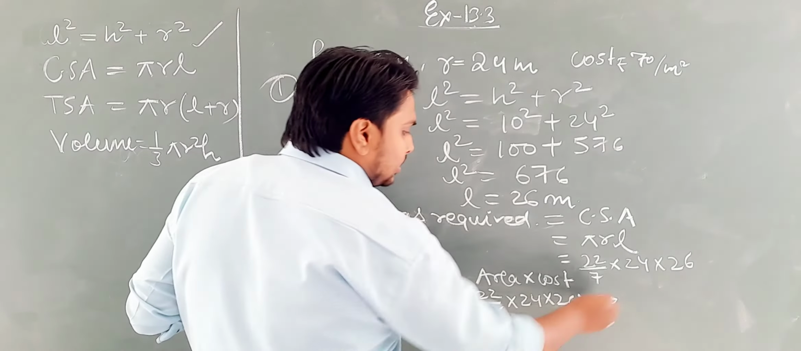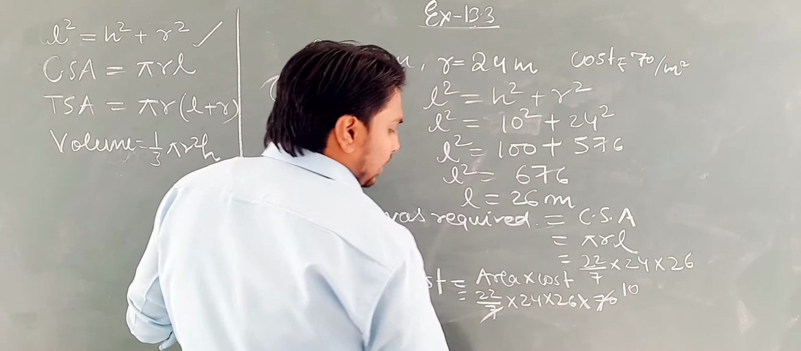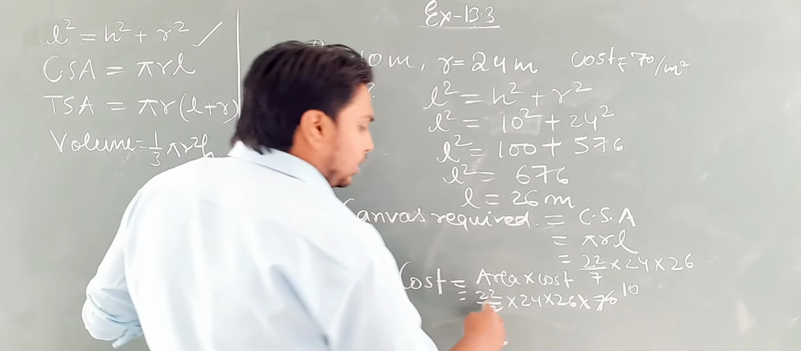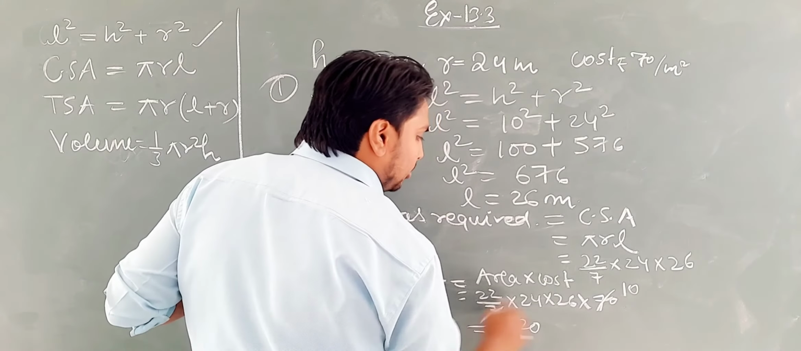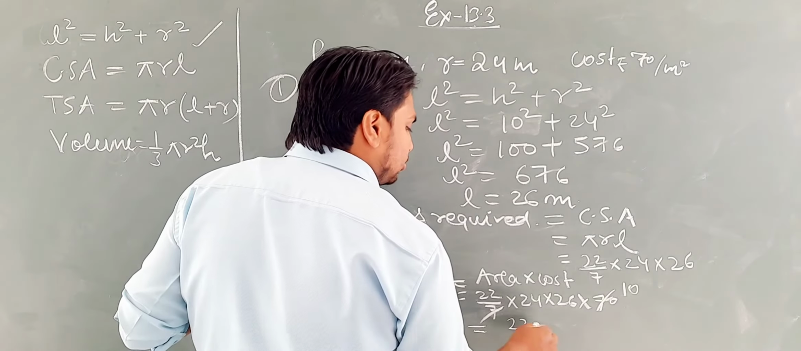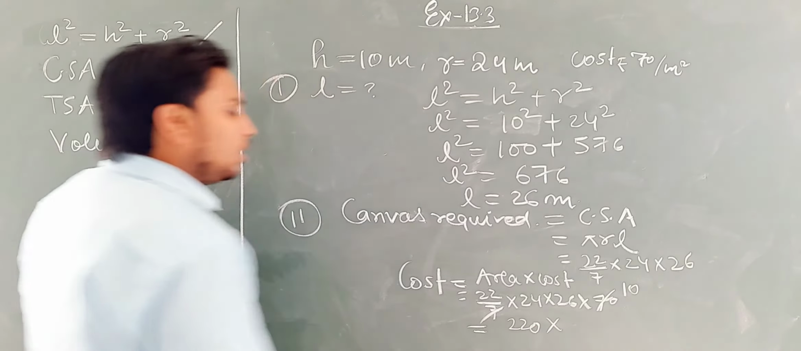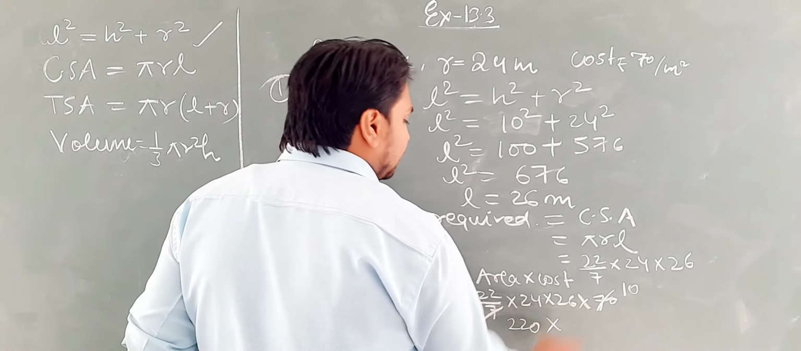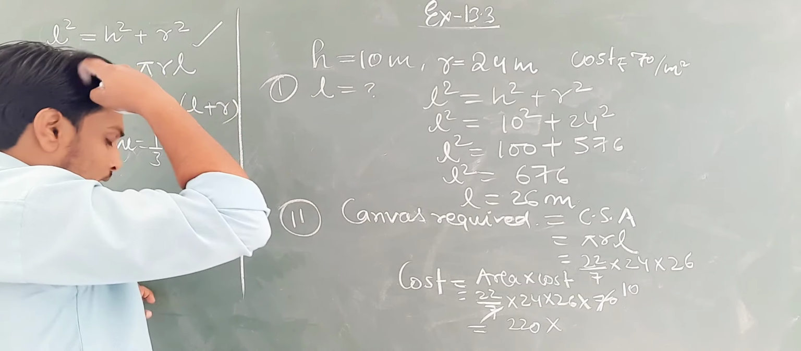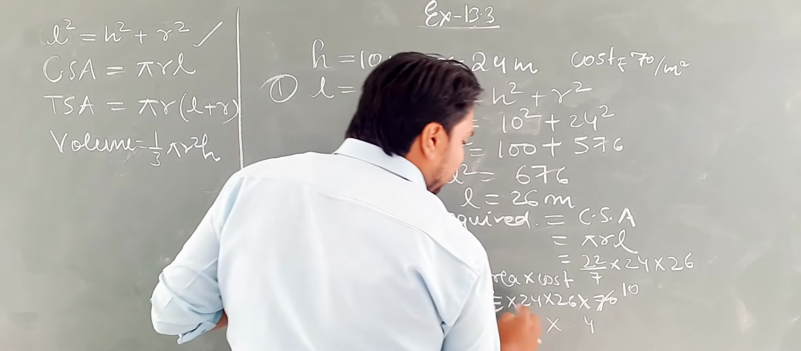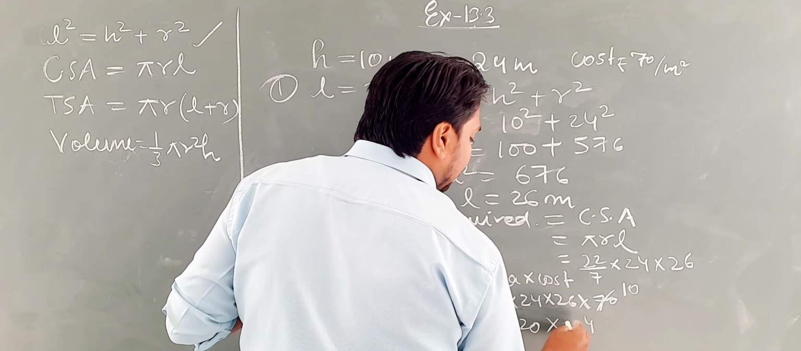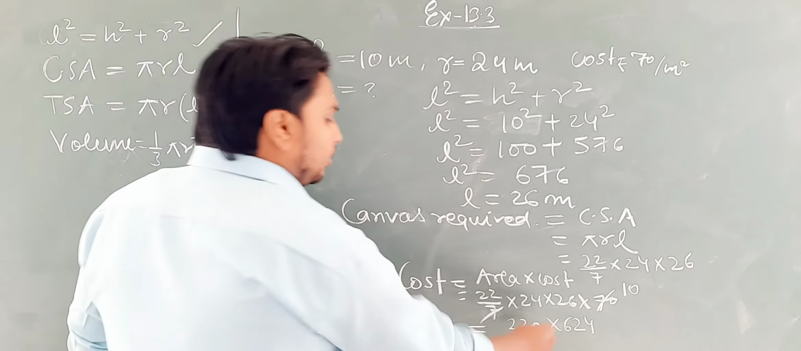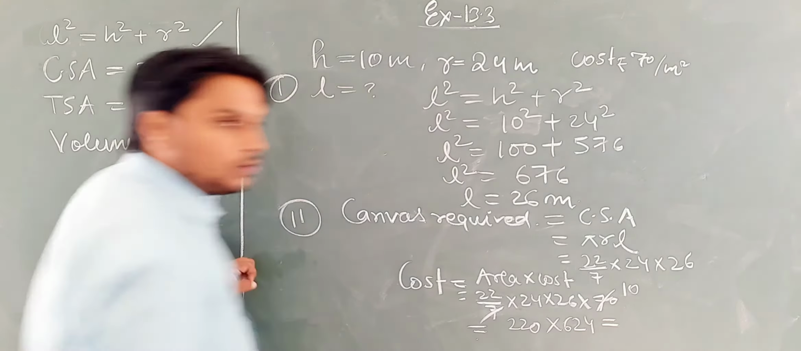So 7 tens are 70, and whatever else is there, we have to multiply. Here it is 220, because 22 and 10 multiplied is 220. And 24 into 26 we have to multiply. So 24 into 26: 24 times 6 is 144, carry 14; 24 times 2 is 48, and 48 plus 14 is 62. So it is 624. Now 624 into 220, this we have to multiply.